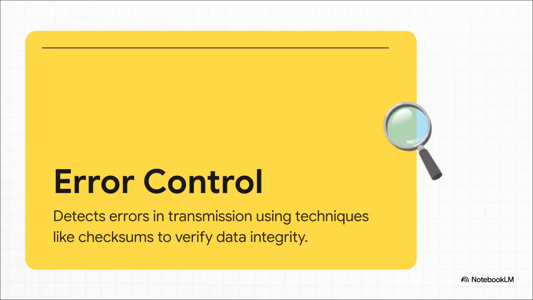And the last piece of the puzzle is error control. This is maybe the coolest part. How does the receiver know if the data arrived intact? Well, it uses some clever math to create a kind of digital fingerprint for the data, often called a checksum.